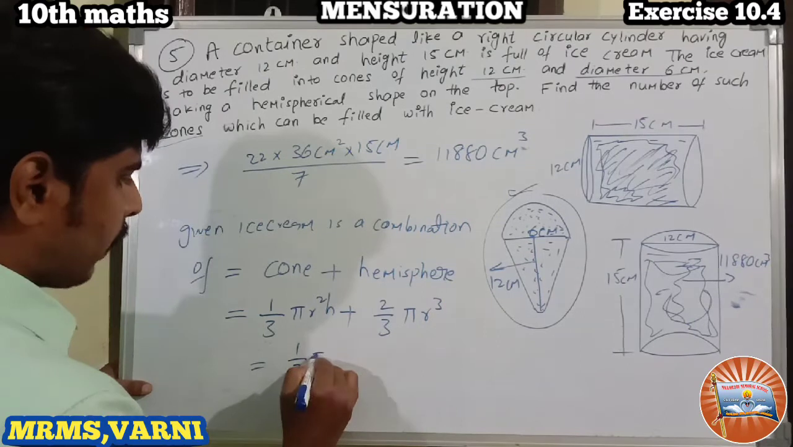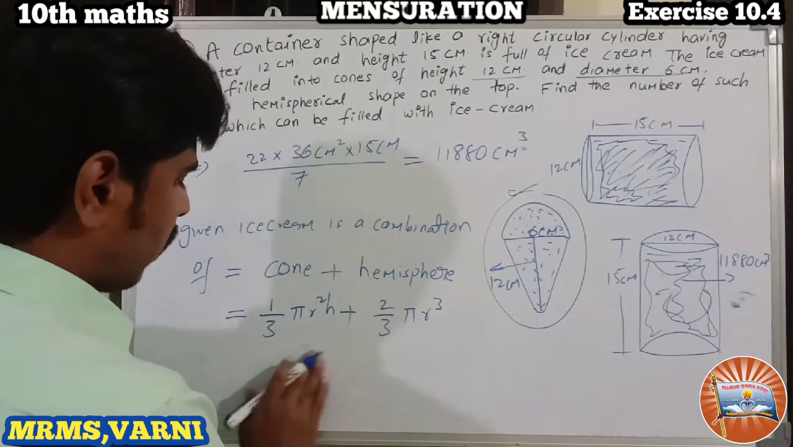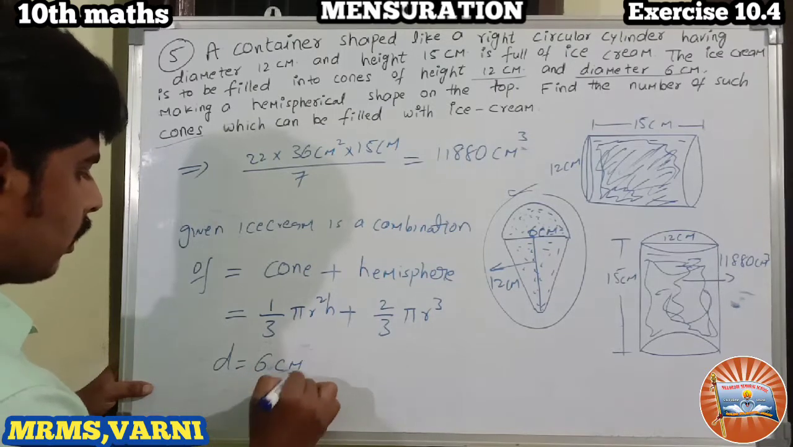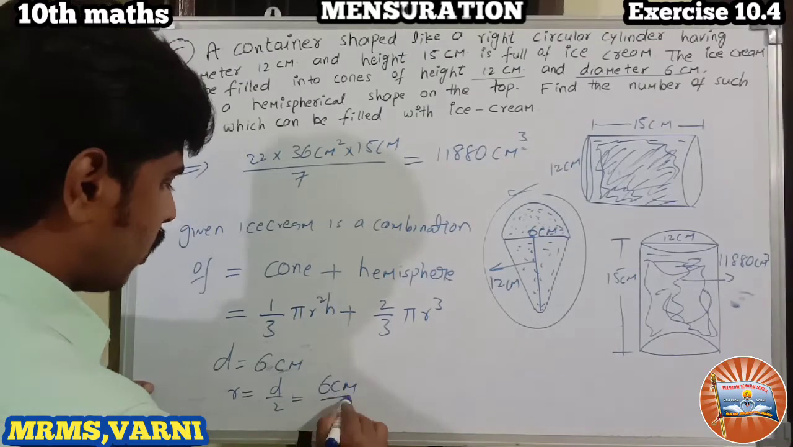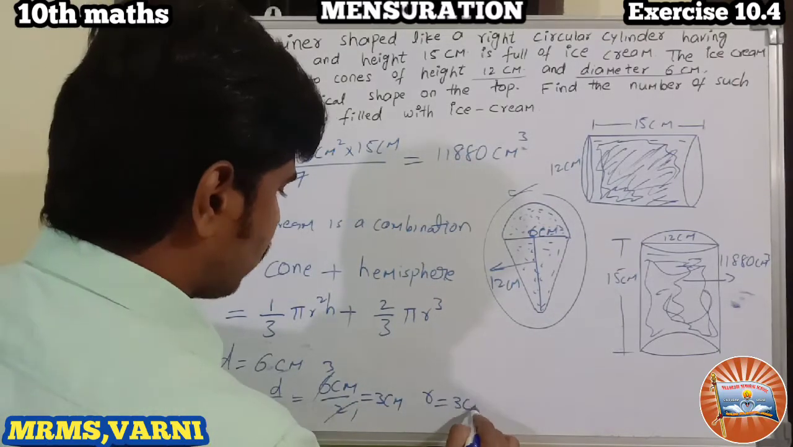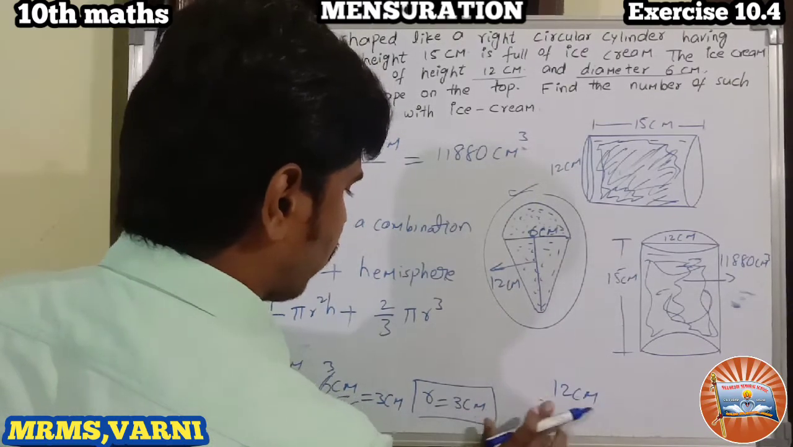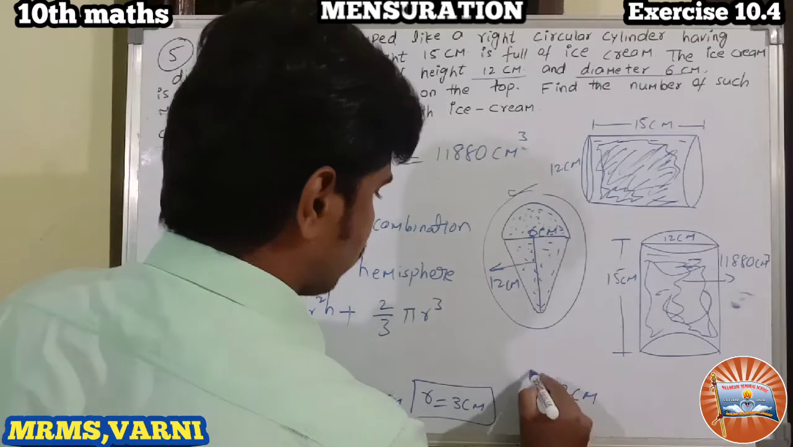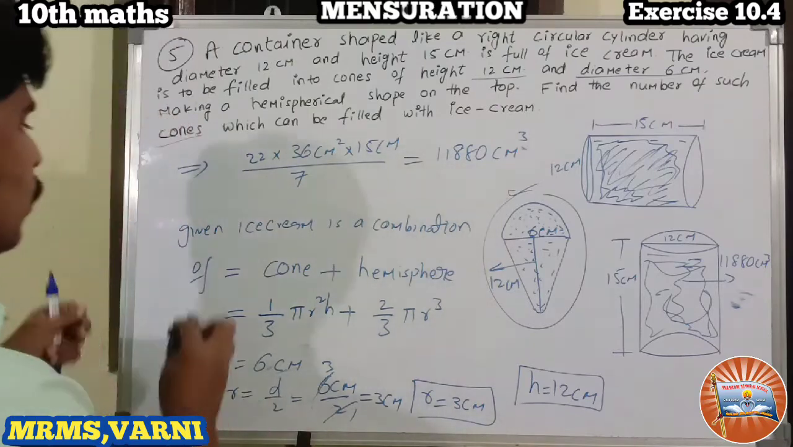What is the r value? Given D is equal to 6 centimeters. r is D by 2, that is 6 centimeter by 2, so r is 3 centimeter. And h is given already as 12 centimeter. So we have to substitute these values in these formulas. So I am going to erase this.